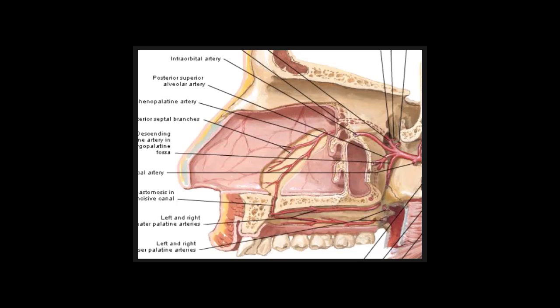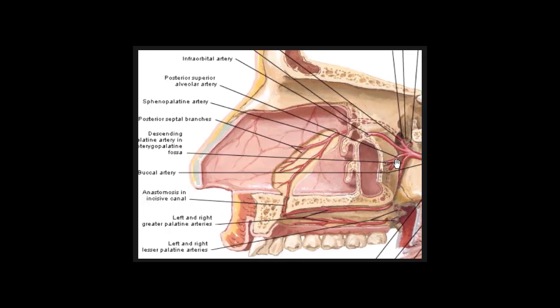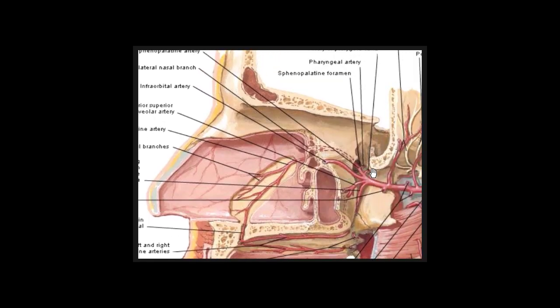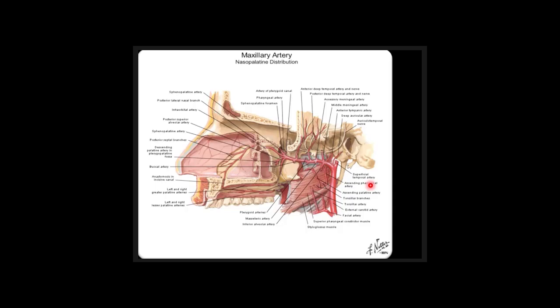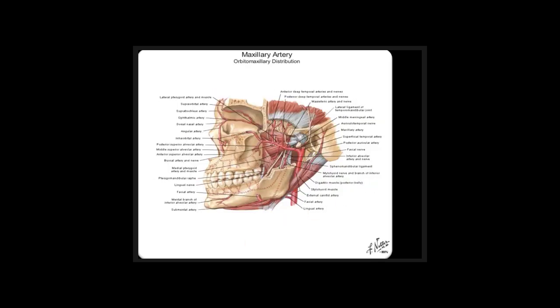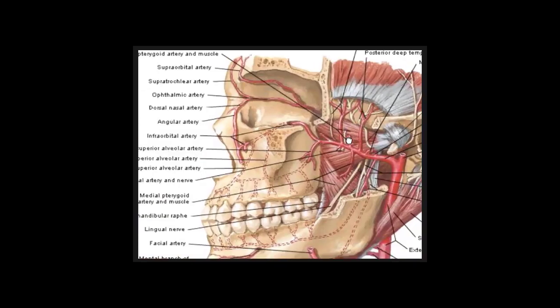Another branch of third part. This is posterior superior alveolar artery that supplies some of the upper teeth, and this is infraorbital artery. Another branch of the third part is pharyngeal branch and artery of pterygoid canal branch. So, this is the third part.